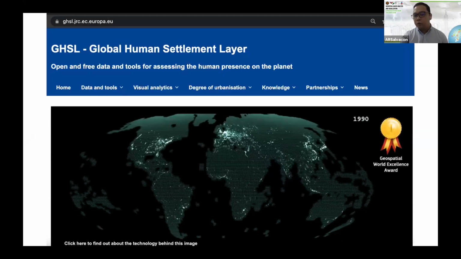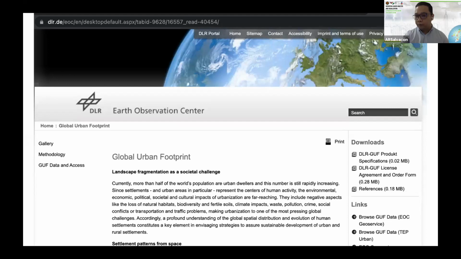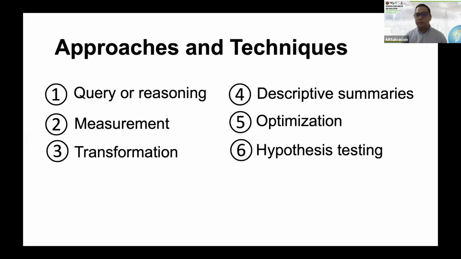There's a lot. World Bank, international agencies, they have all the data sets available. And for those who want to study human settlements, there's also the Global Human Settlement Layer, which you could download from the satellite agency of Germany. And then also the Global Urban Footprint, where you could study urbanization or settlements for the entire world. So there are several approaches and techniques in GIS. These include querying or reasoning, measurement, transformation, descriptive summaries, similar to our basic statistics, and then optimization and hypothesis testing. I'll just run through these different techniques.